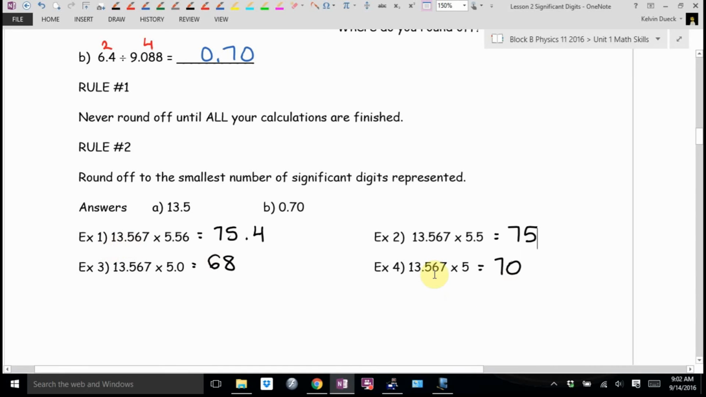Example 3 and 4 are interesting because in both of them you're multiplying by 5, but in the first one you're multiplying by 5.0, so you're going to go to 2 sig figs, which is 68. The second one, you're multiplying by 5. You're going to go to 1 sig fig, which is 7, but I have to put a 0 there to show you that it's actually 70. What if I wanted that 70 to look 2 sig figs? I would have done that, but I didn't do that. That's 1 sig fig.